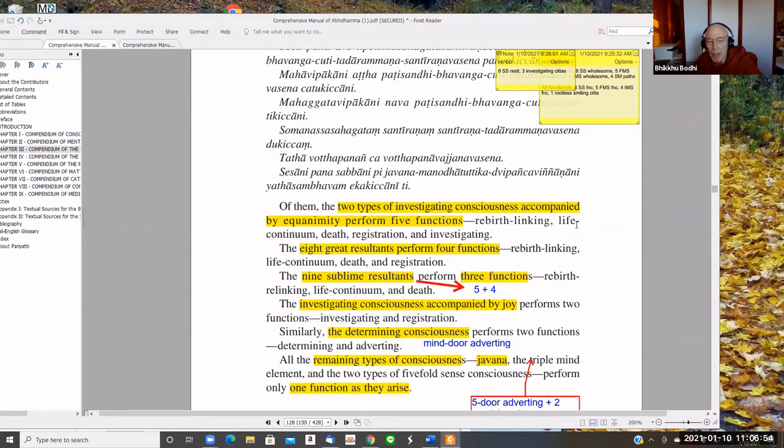Okay, so in the case of rebirth, linking life continuum and death, what determines which citta will take on that function? That depends on the karma that is going to determine the rebirth process.